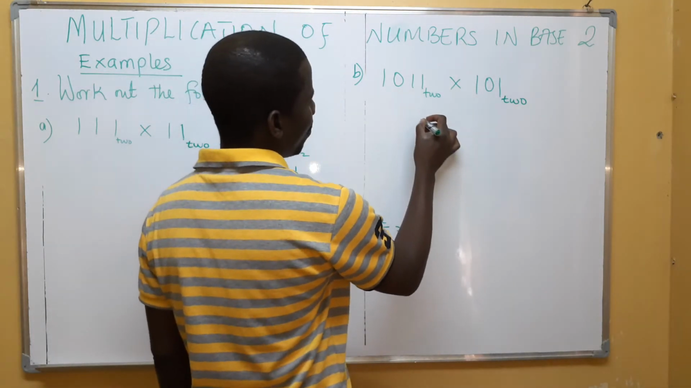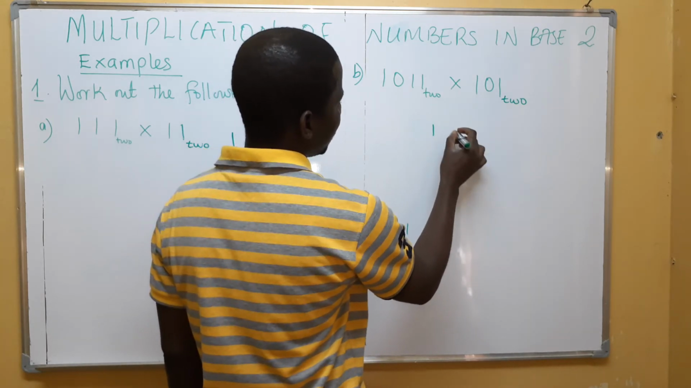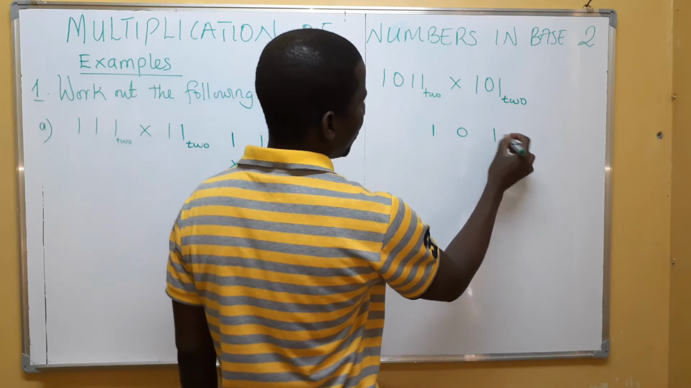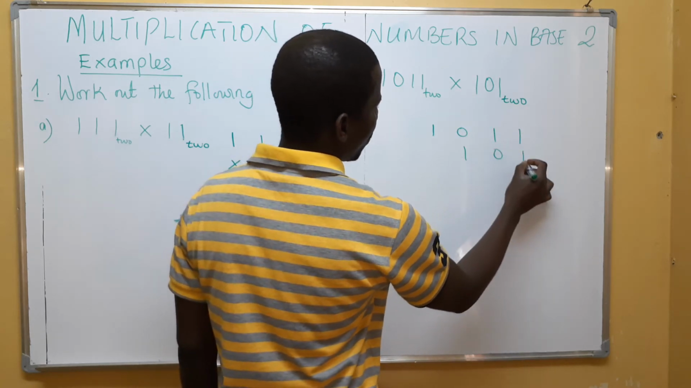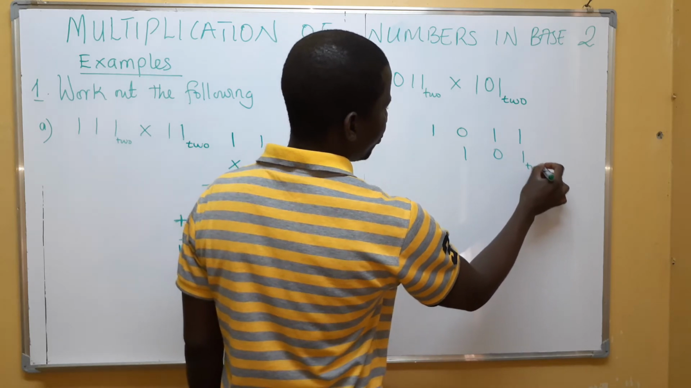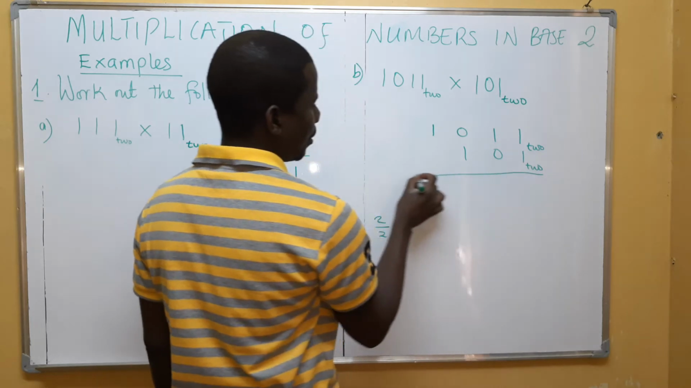So we have 1, 1, 0, 1, 1 multiplied by 1, 0, 1. This is in base 2. Also, this one is in base 2. All right.